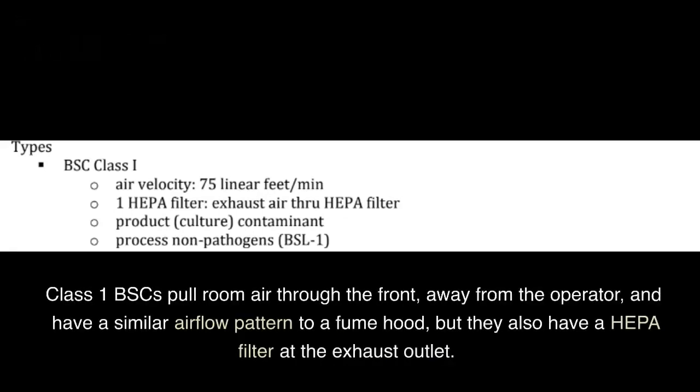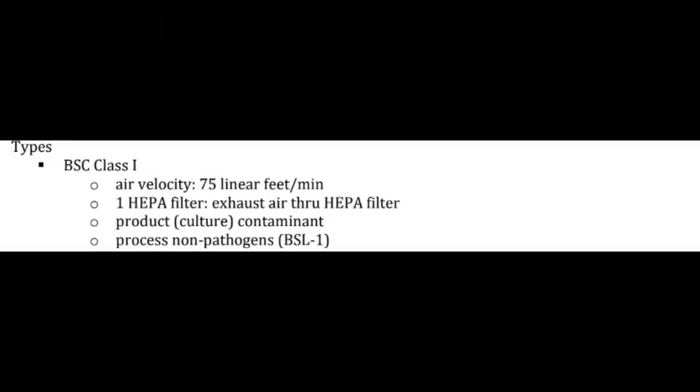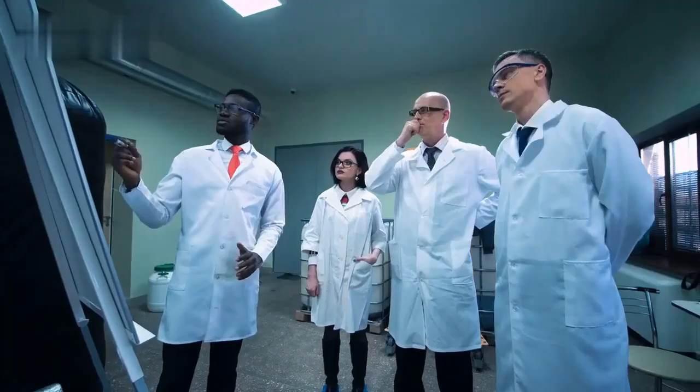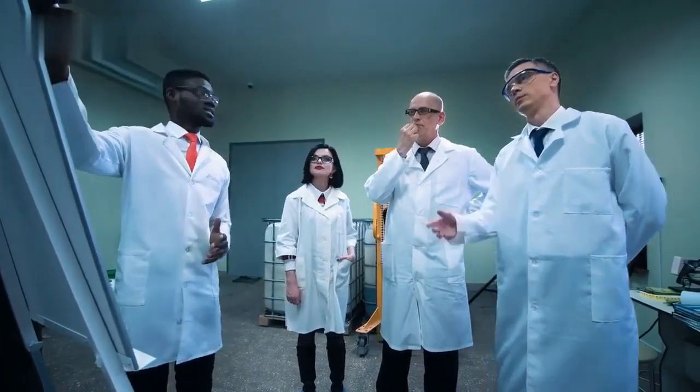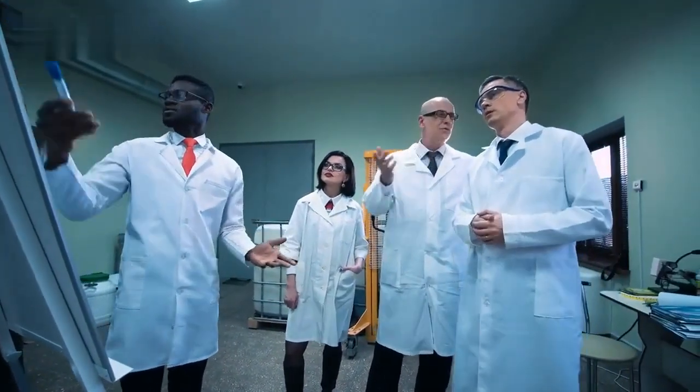Class 1 BSCs pull room air through the front, away from the operator, and have a similar airflow pattern to a fume hood, but they also have a HEPA filter at the exhaust outlet. They may or may not be ducted outside. Class 1 cabinets are safe for use with agents requiring biosafety level 1, 2, 3, or 4 containment.